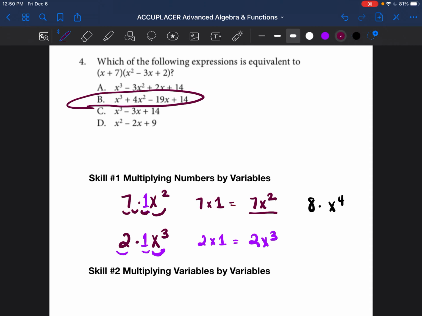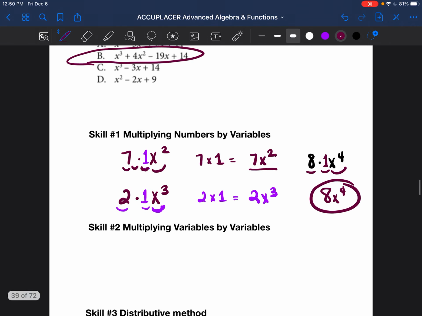Okay. If the first thing you did was to put in the invisible 1, great job. In second, you multiply the numbers. 8 times 1, which is 8. Since there's nothing to multiply this x to the fourth by, you just bring it down into your answer. So the answer would be 8x to the fourth. Well done, you guys. Okay, so that's how you multiply numbers by variables.